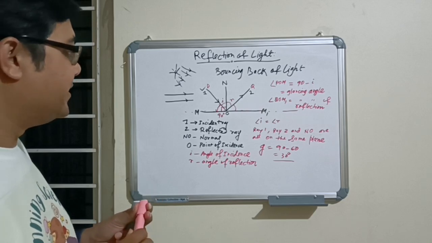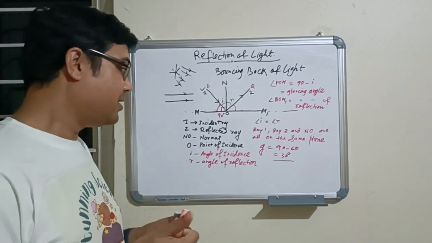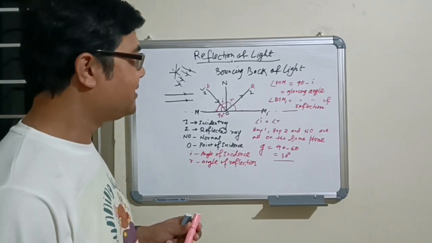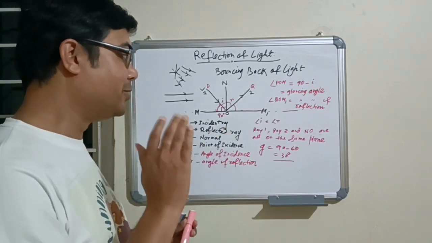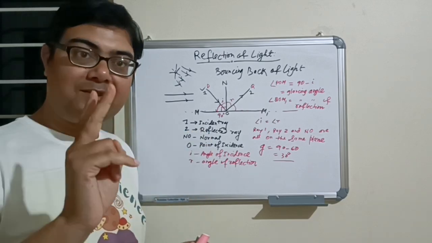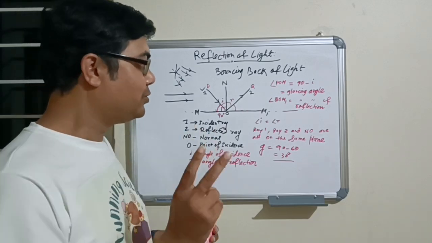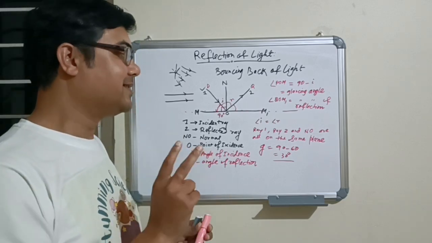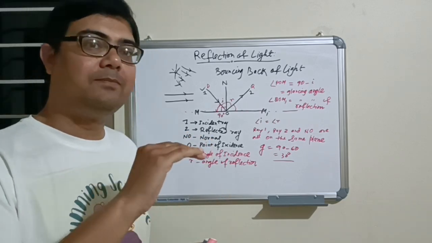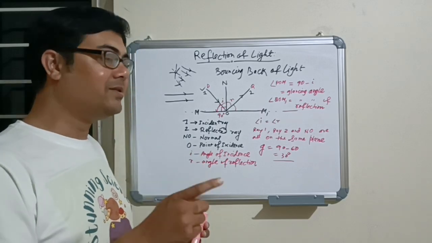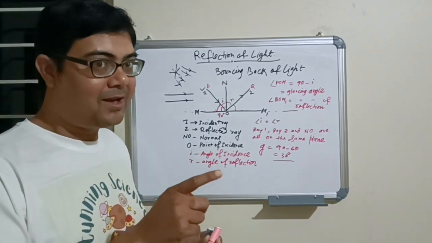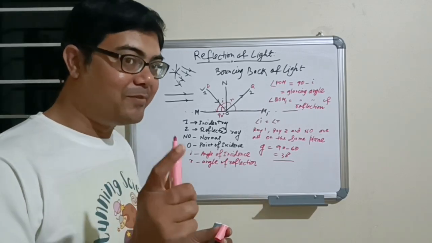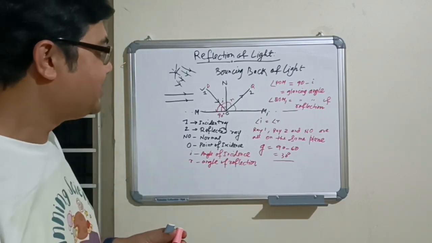So we have learned many things: incident ray, reflected ray, normal, point of incidence, angle of reflection, then glancing angle, and the two laws, law 1 and law 2. Angle of incidence is always equal to angle of reflection, and the second law, that all lie on the same plane. So all means ray 1, ray 2 and the normal drawn at the point of incidence. That is another important thing that I want to highlight.